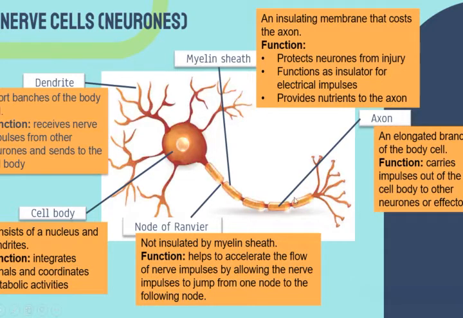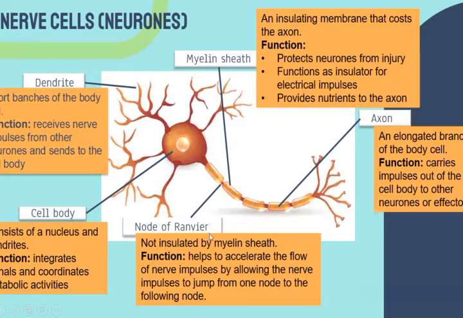The whole thing here is the axon. Please do not confuse this. The elongated branch here is the axon. The axon is covered by the myelin sheath, and the myelin sheath will protect the neurons. The gap between the myelin sheath we call the node of Ranvier.